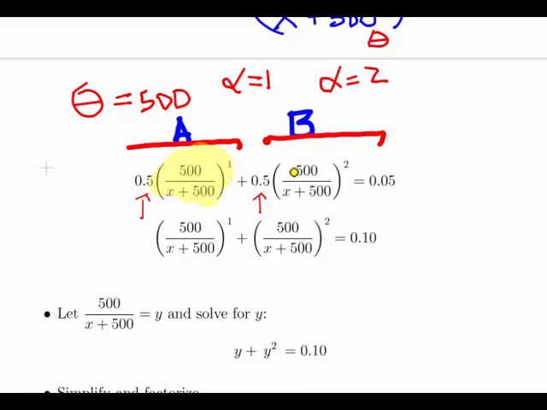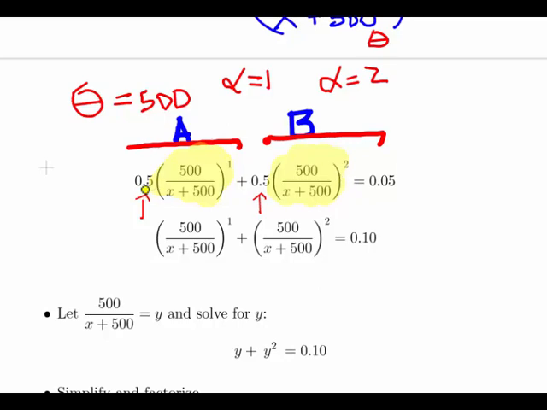And likewise, portfolio B over here. This is the exact same thing, it's just that alpha is equal to 2, so this is the survival function for the second portfolio B: 500 divided by x plus 500 squared.